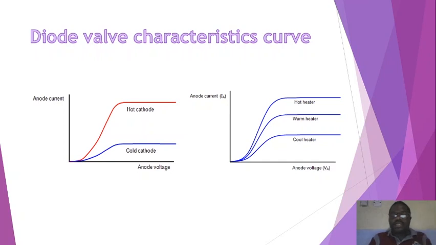So study this curve and know the difference between the cold cathode and hot cathode. Also know that the anode current is higher in the hot cathode than in the cold cathode. Also, the saturation current is higher.